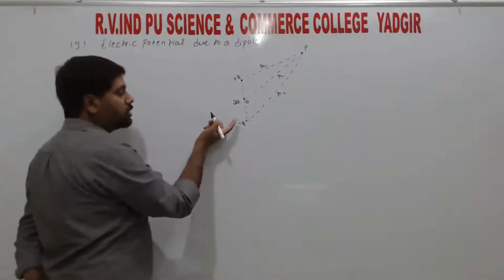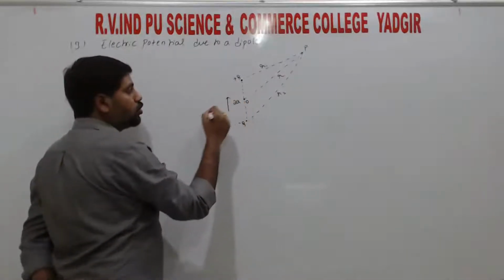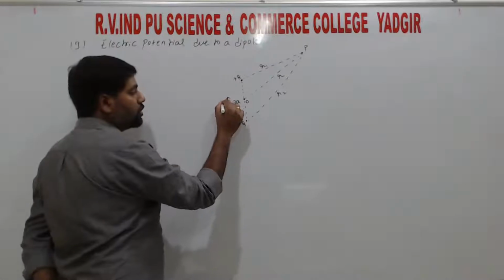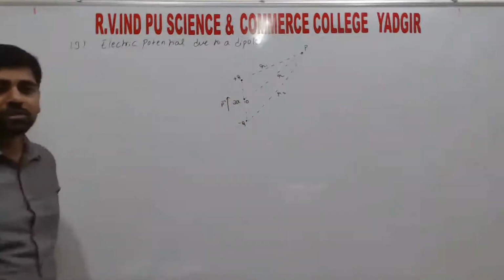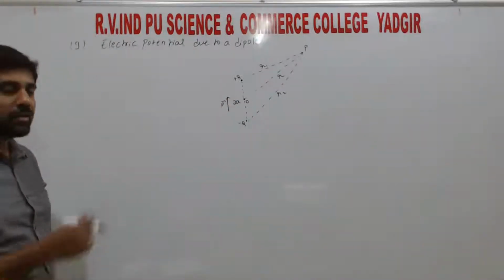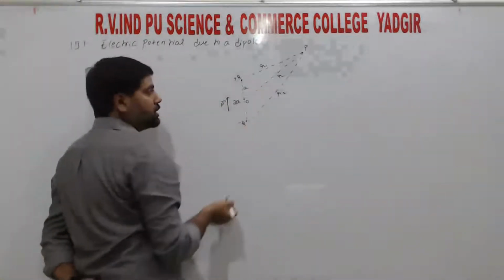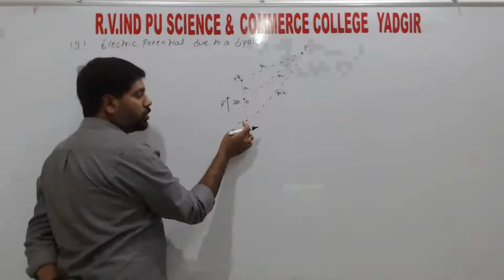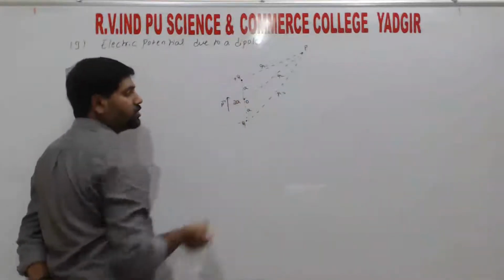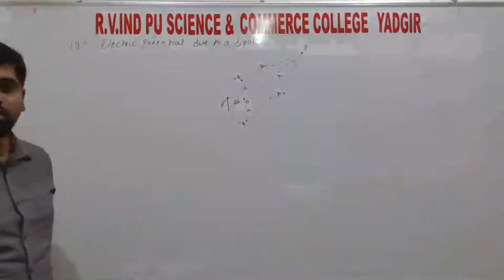The dipole moment is always from the minus to the plus charge, that is from the negative charge to the positive charge, right? From the center of the dipole, the plus q charge is at a distance a, and the negative charge is at a distance a, right? So this is the diagram.